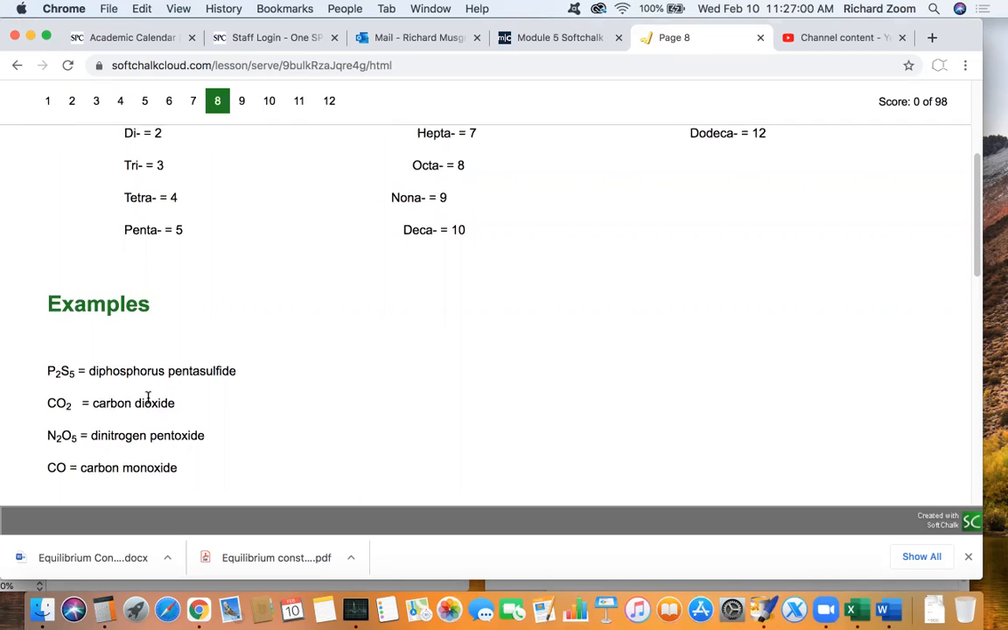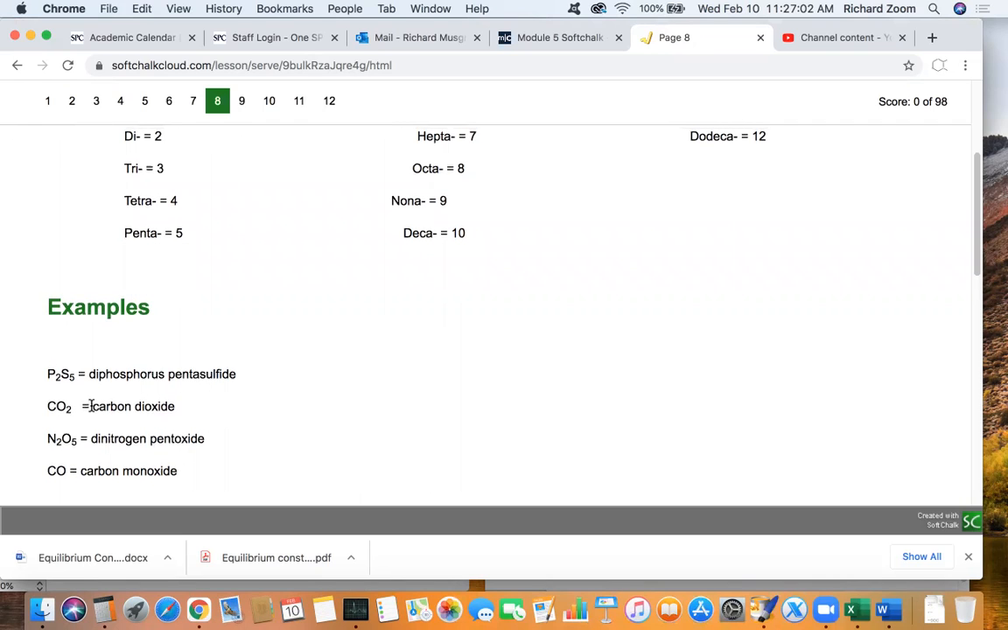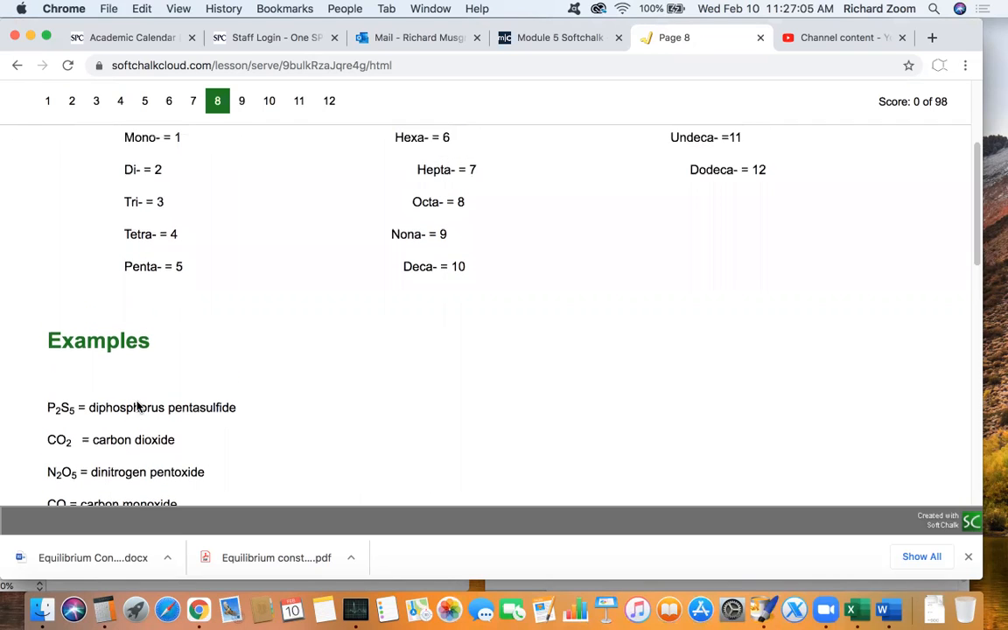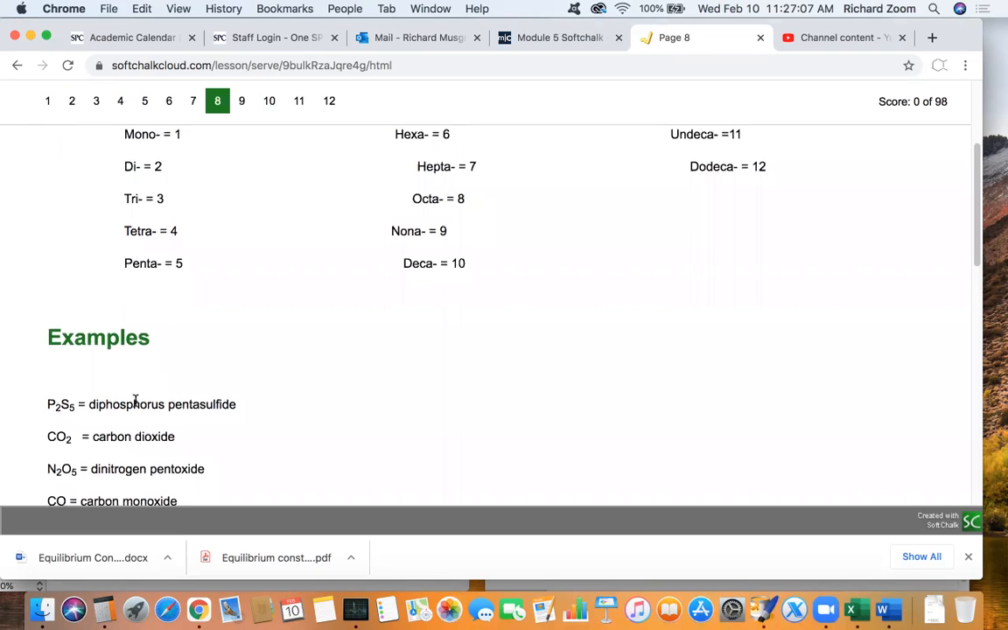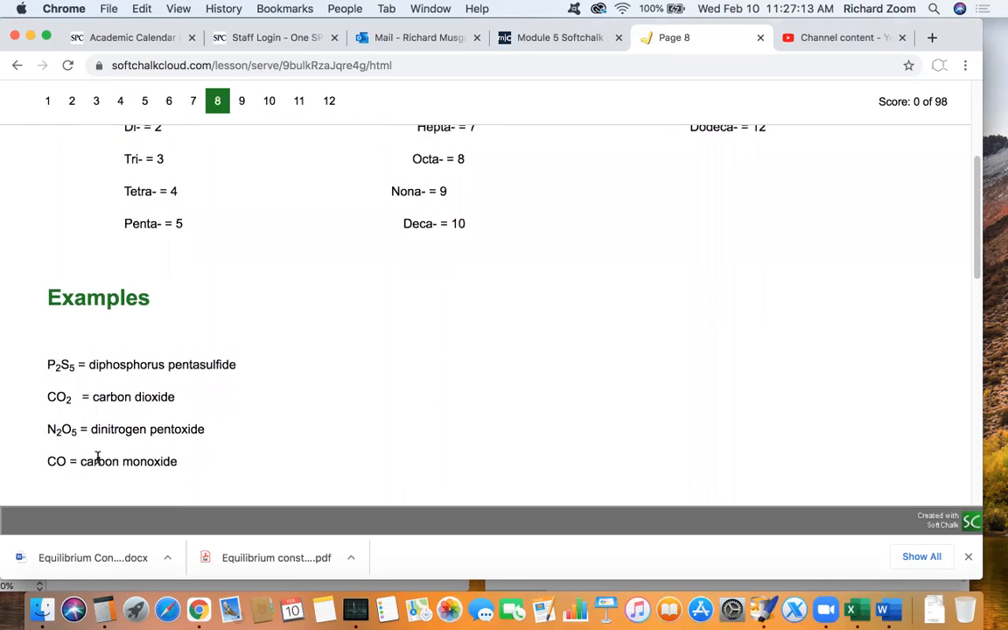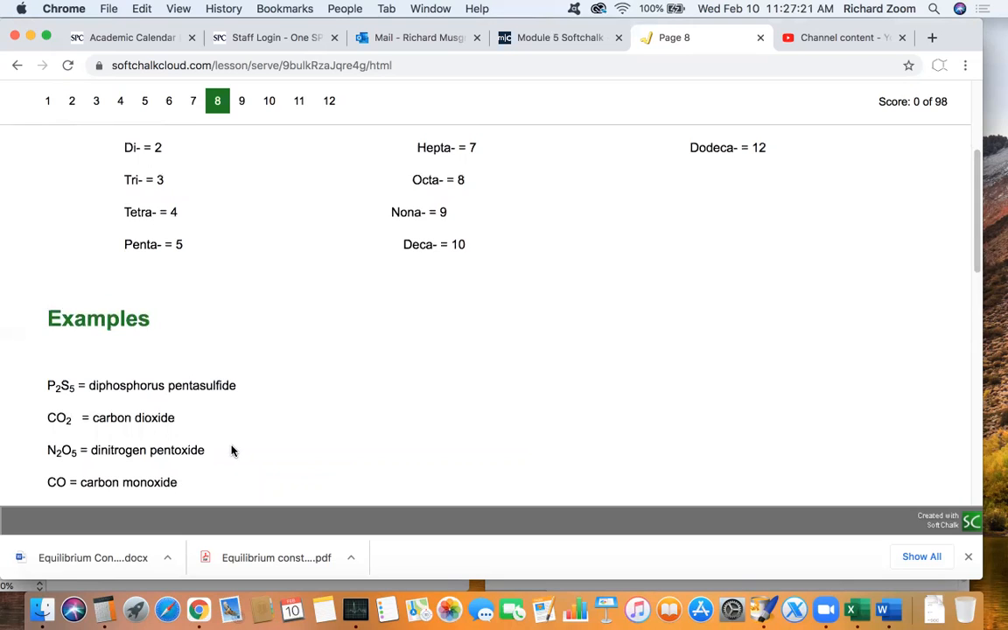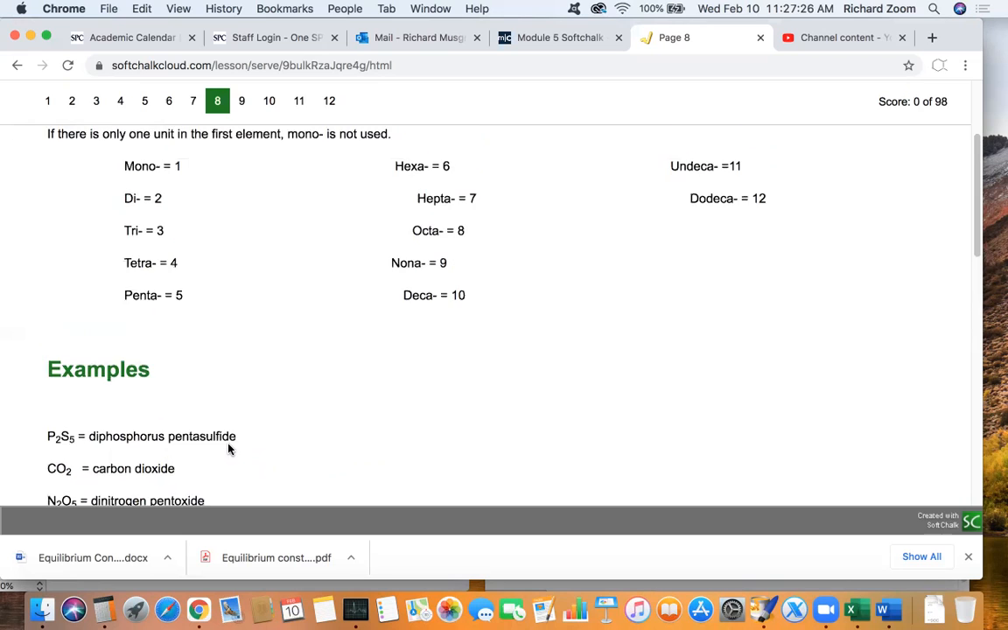CO2 would be carbon dioxide. Remember, there's no need to put mono in front of the carbon because there's only one of them. Dioxide because there's two oxygens. CO would be carbon monoxide, not monocarbon monoxide. But since there's only one of the second one, we do need to put a mono in front of that. So that's how we do the naming for two nonmetals.